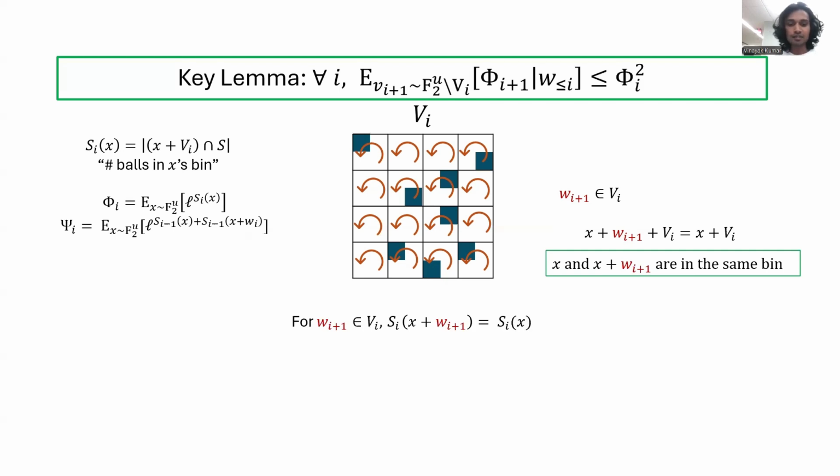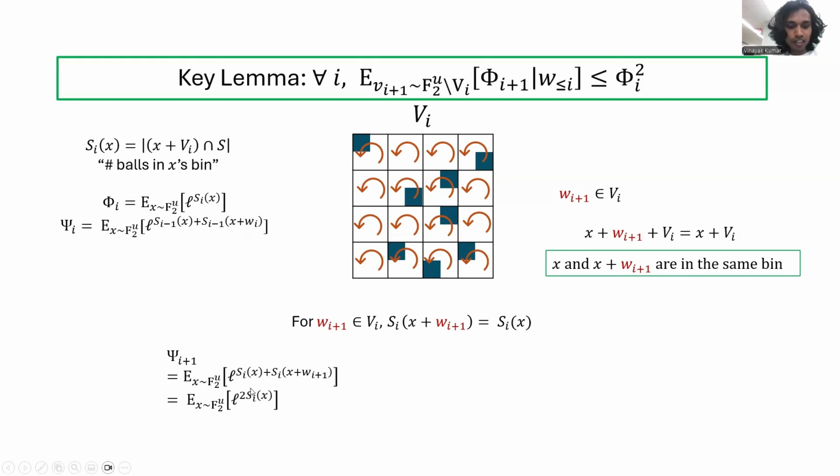As a corollary of this statement, we have that for any W sub I plus 1 in V sub I, the number of balls in the bucket containing X is the same as the number of balls in the bucket containing X plus W, because it's the exact same bucket. With this equality, we now can analyze psi sub I. Psi sub I plus 1 is going to equal, by definition, this expression. But now this latter term is equal to the former term. So we have that the exponential is just 2 psi sub I of X.